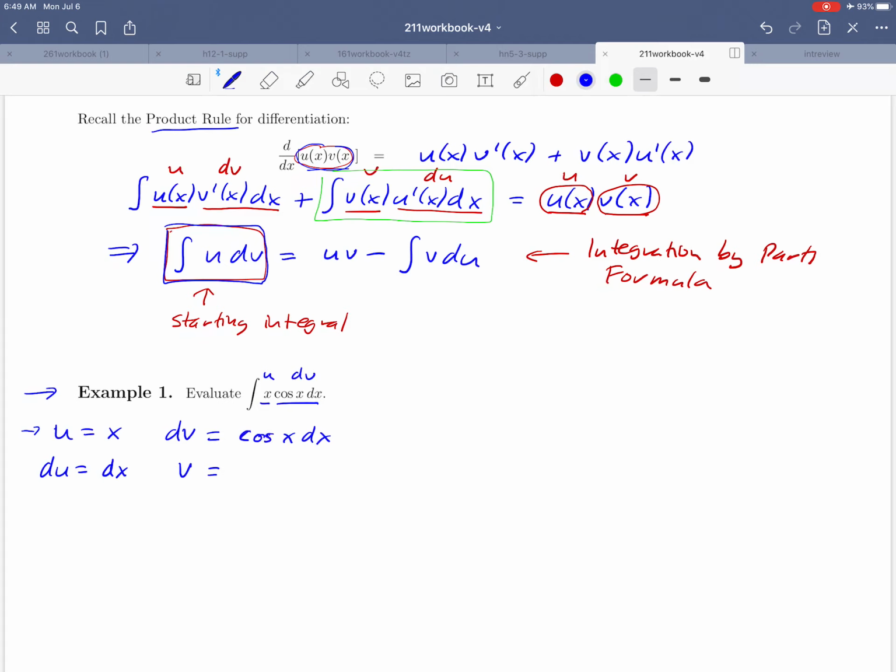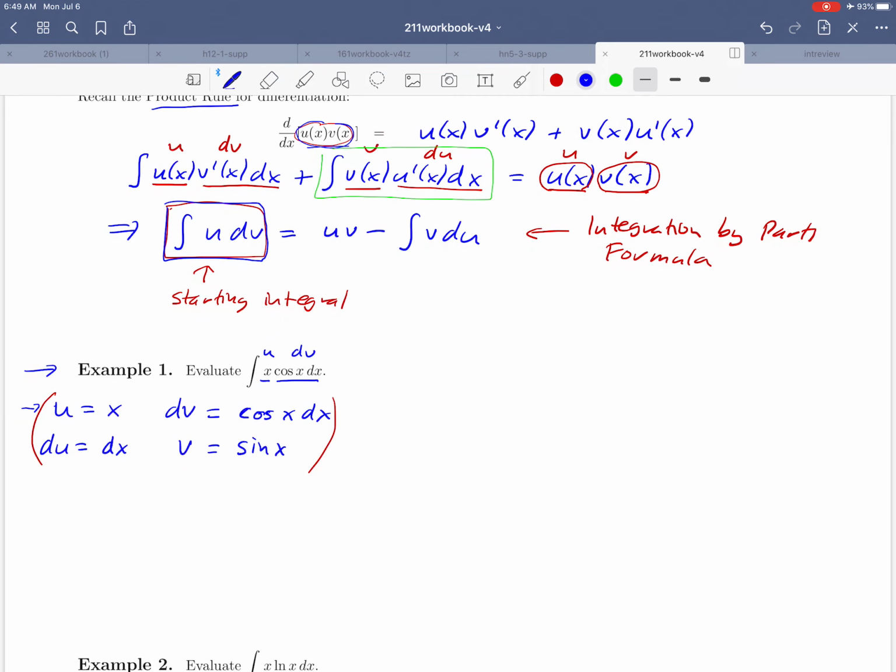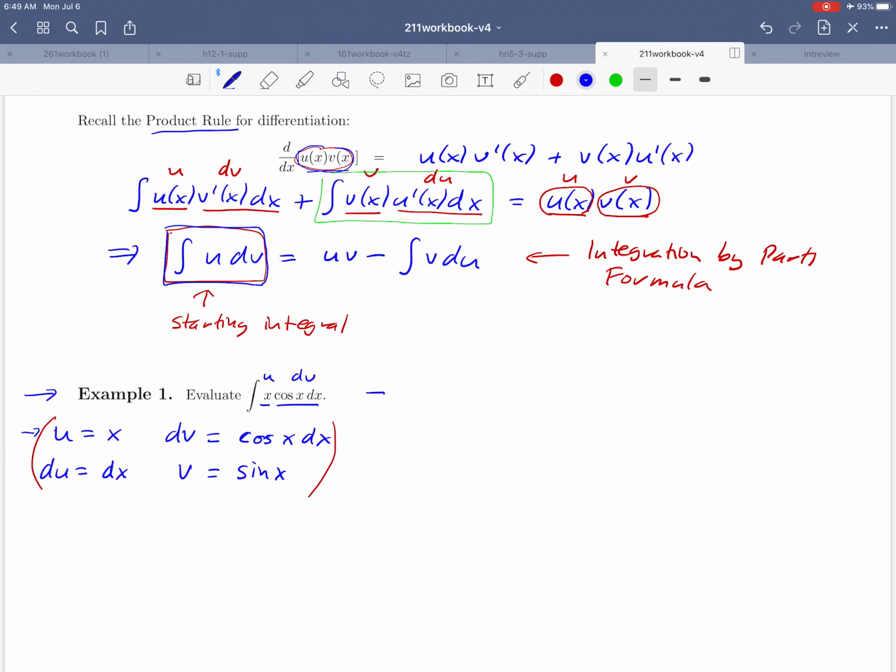So what would the antiderivative of cosine of x be? Well, if you think about it, that's just going to be sine of x, because the derivative of sine is cosine. Okay, so there's our work. And now what we're going to do is to actually write down the integration by parts formula. So we're starting with an integral that looks like u dv. The formula above tells us that that's equal to uv minus the integral of v du.